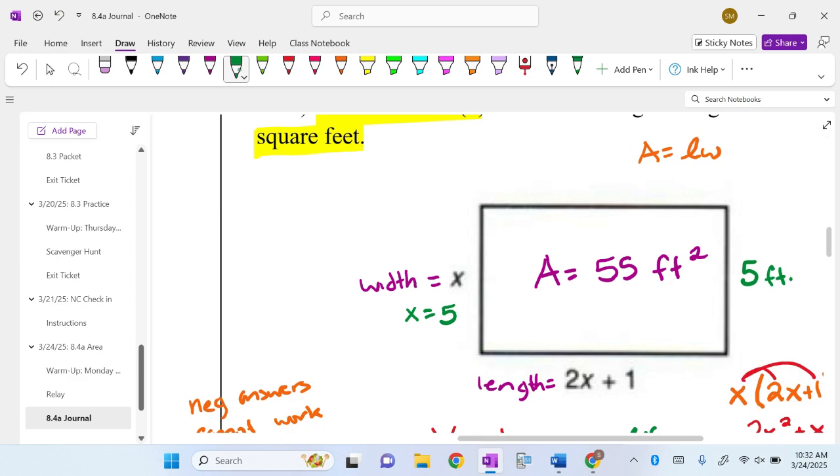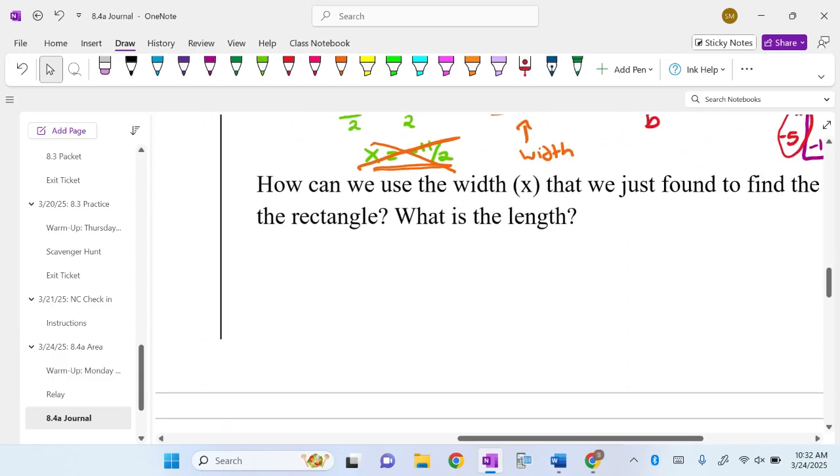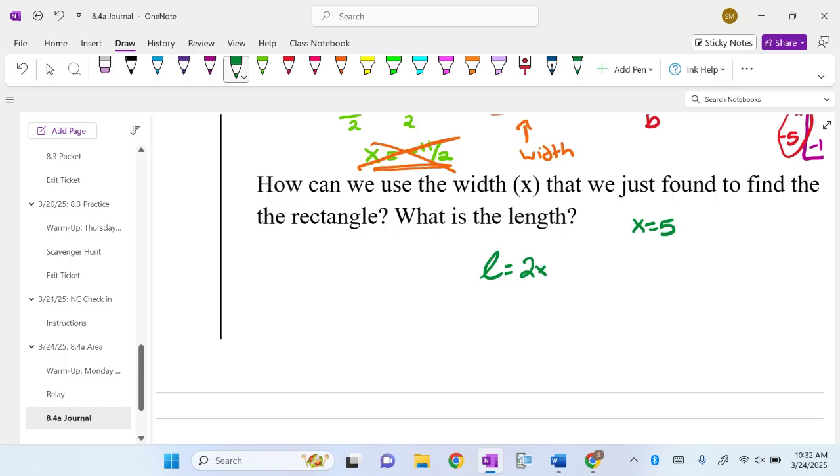2 times 5 plus 1. So that's the other way we can get it. If x is equal to 5, to find the length, if the length is equal to 2x plus 1, we'll take this 5, plug it in for x, and evaluate. 2 times 5 plus 1. Yeah, that would help if I wrote the correct number.